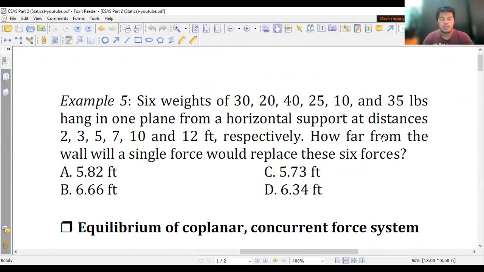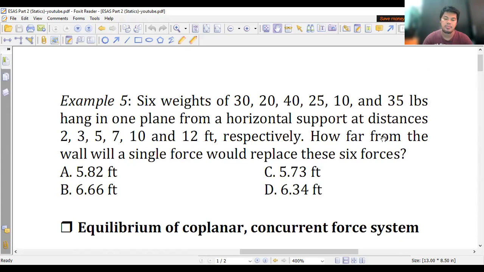Okay, so in example number 5, we have 6 weights, given to be 30, 20, 40, 25, 10, and 35 pounds, hung in one plane from a horizontal support at distances 2, 3, 5, 7, 10, and 12 feet, respectively. So how far from the wall will a single force replace these 6 forces?